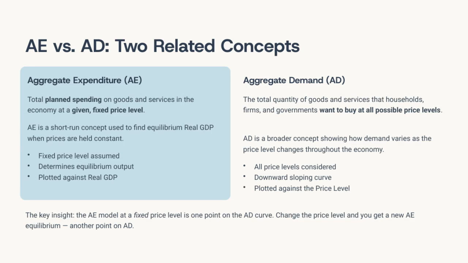So the key insight here is that the aggregate expenditure, or AE model, at a fixed price level, represents just one point on the aggregate demand curve.